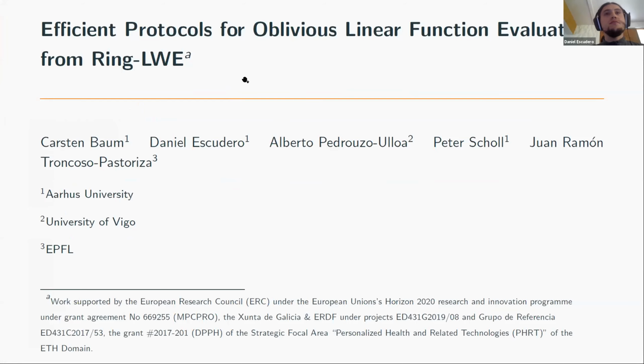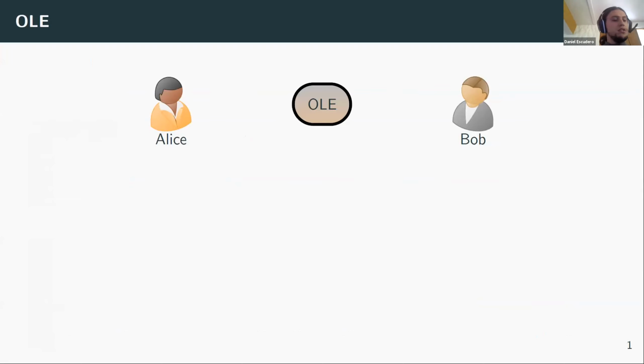So yeah, this work is about oblivious linear evaluation. And I want to start by saying what oblivious linear evaluation is. In this primitive, you have two parties. It's a two-party functionality, Alice and Bob. They send some inputs to this functionality, and then the functionality returns some alpha to Alice, which is completely random, and some beta to Bob that is defined as u times v minus alpha.